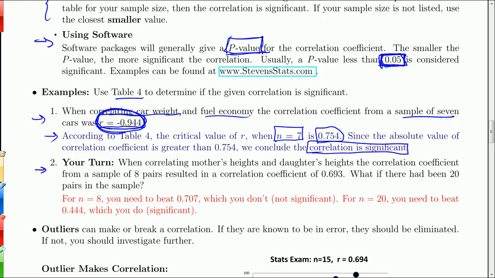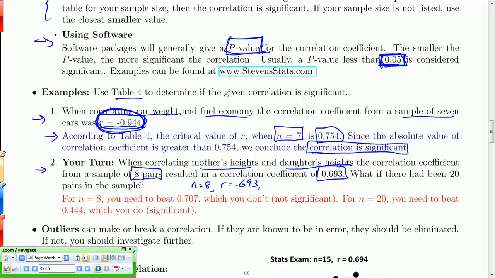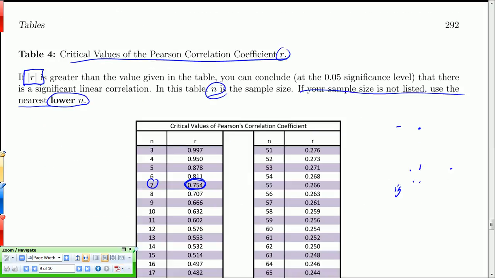The your turn problem. When correlating mothers' heights and daughters' heights, the correlation coefficient from a sample of 8 pairs resulted in a correlation coefficient of 0.693. Is that a significant correlation? So I have n equals 8 and r equals 0.693. So let's see. N equals 8.